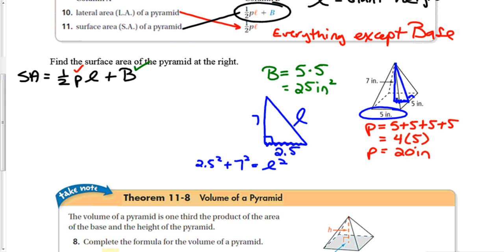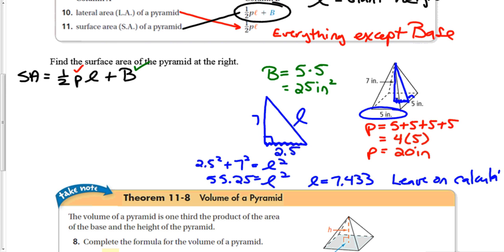So when I work this all out, I get 55.25 is L squared. I take the square root of that, and L is going to be 7.433. You want to leave that on your calculator and use your answer button if you have one. So when you're in class, you're going to want to use the answer button so that your answer is as accurate as mine. So now I also have my L.